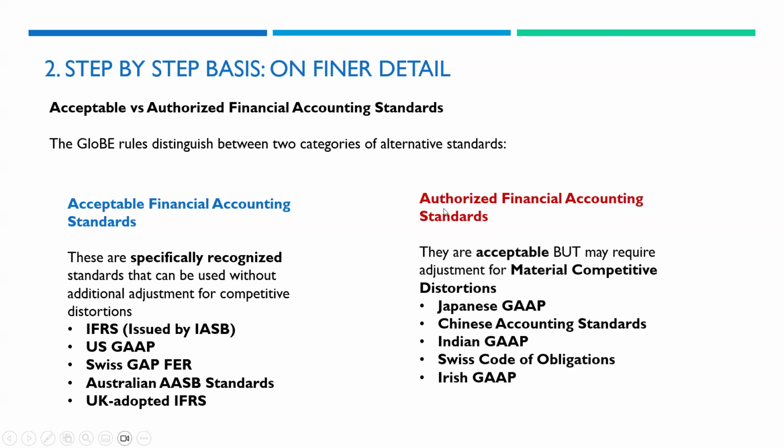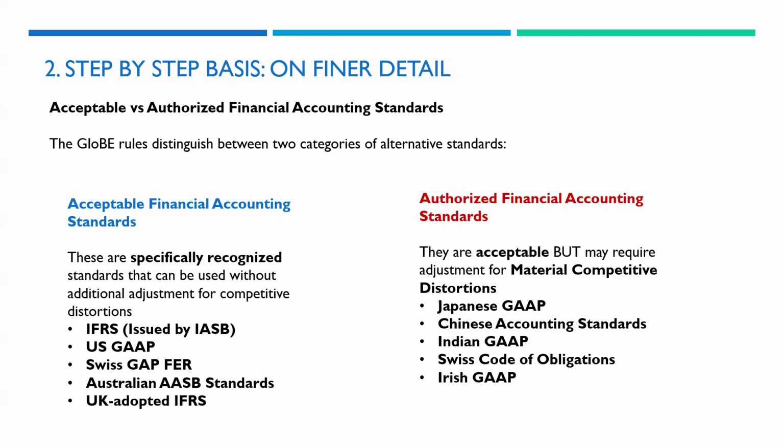But there is another set of standards called authorized financial standards. They are acceptable. You can use them, but you may have to adjust for material competitive distortions on top of the permanent difference adjustment you're doing for acceptable standards. So, what are these authorized financial standards? Japanese GAAP, Chinese accounting standards, Indian GAAP. Okay, it's India's. Sorry. Swiss Code of Obligations, Irish GAAP, etc. So these things you can use, but you have an additional step more.